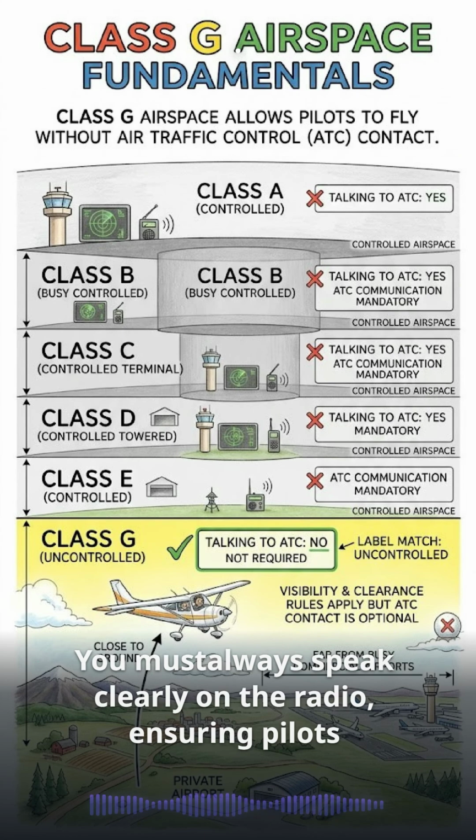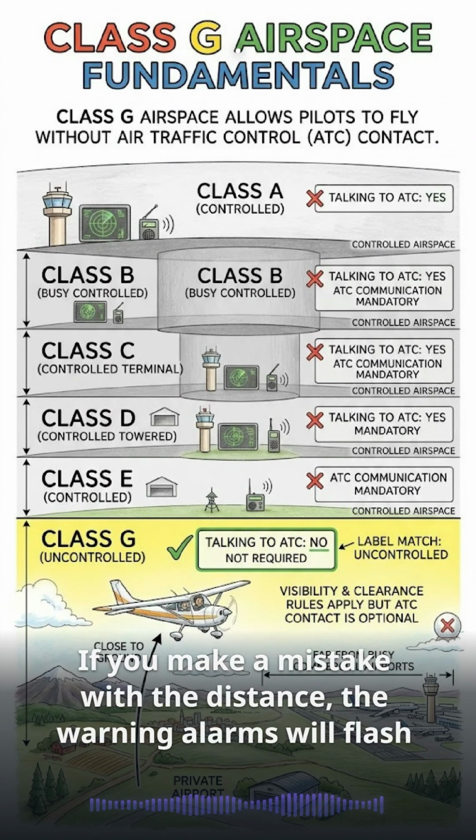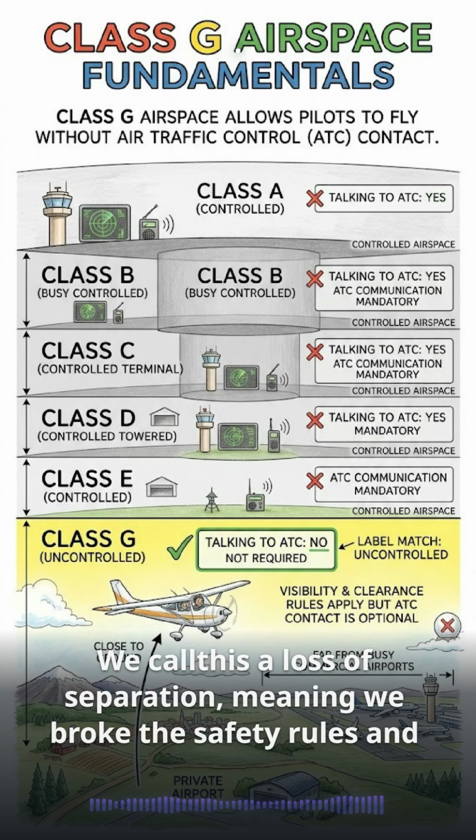You must always speak clearly on the radio, ensuring pilots understand your exact safe separation flying instructions. If you make a mistake with the distance, the warning alarms will flash brightly on your computer. We call this a loss of separation, meaning we broke the safety rules and must fix it.